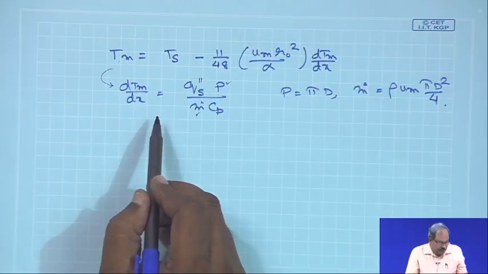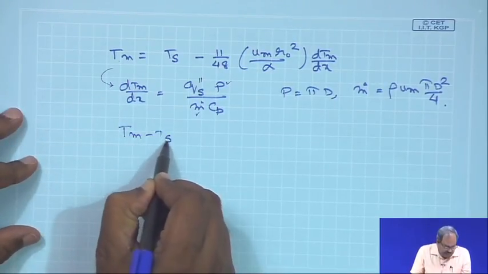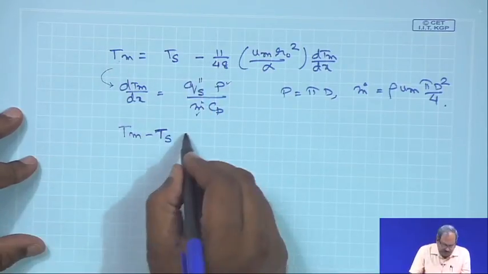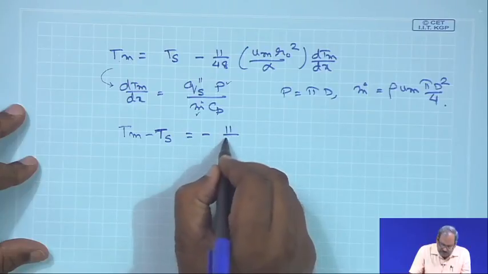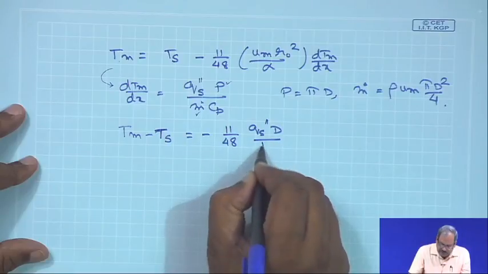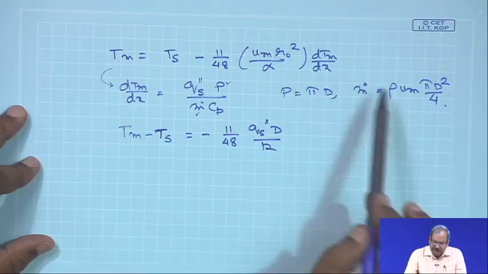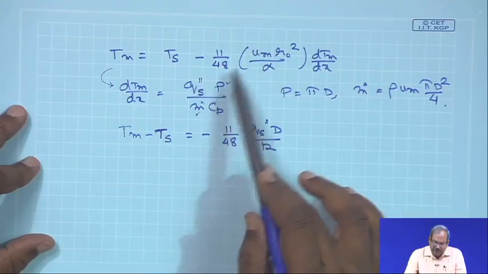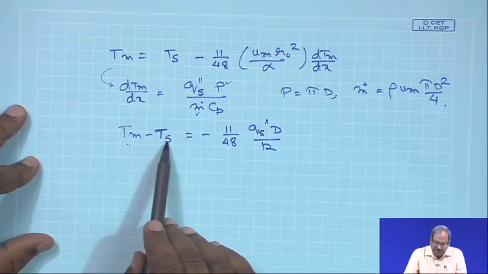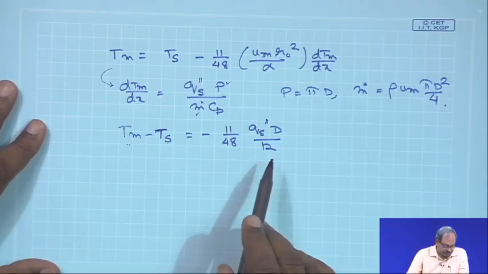So, when you do that, what you would get is Tm minus Ts, starting with this equation, equals minus 11 by 48 q s double prime d by k. So, this entire thing, the m dot and these three, when you combine, you get the expression for the temperature difference as a function of q s double prime, d and k.